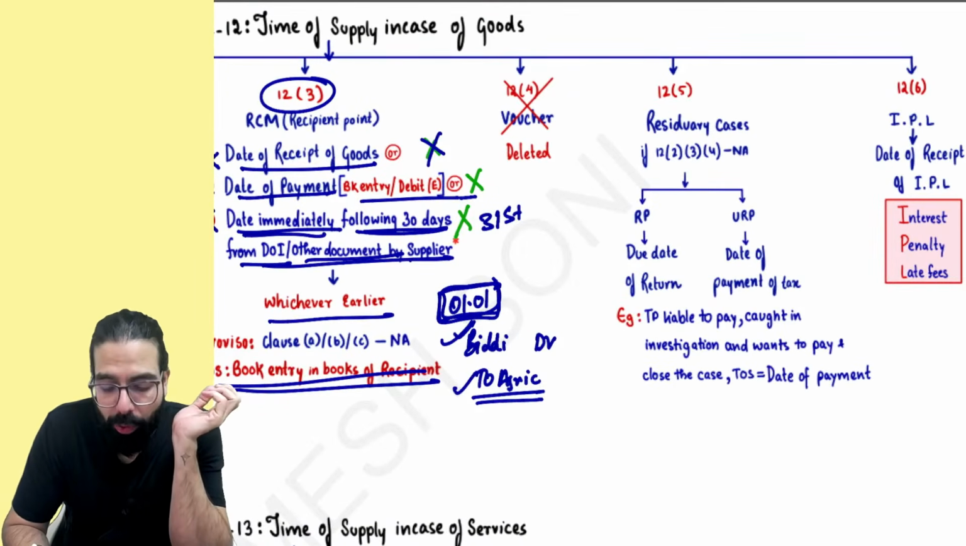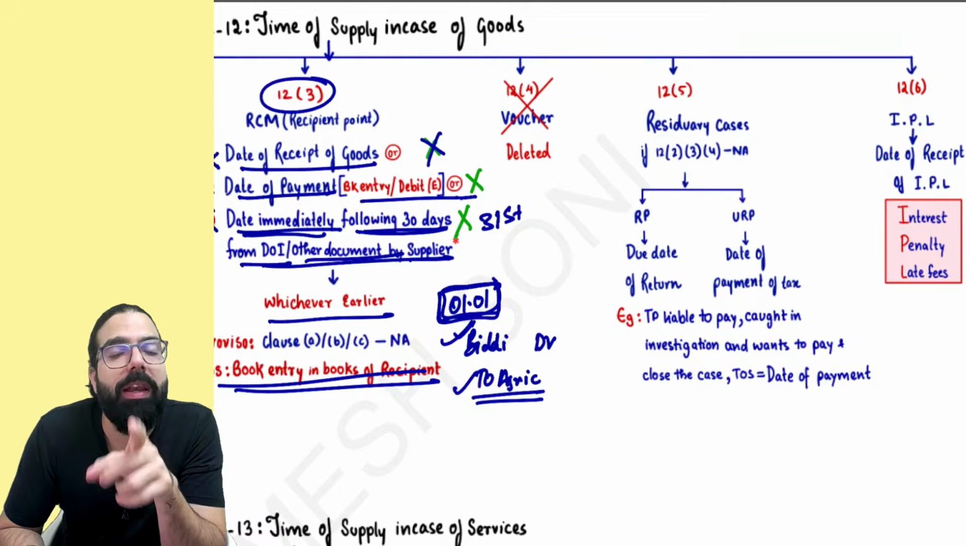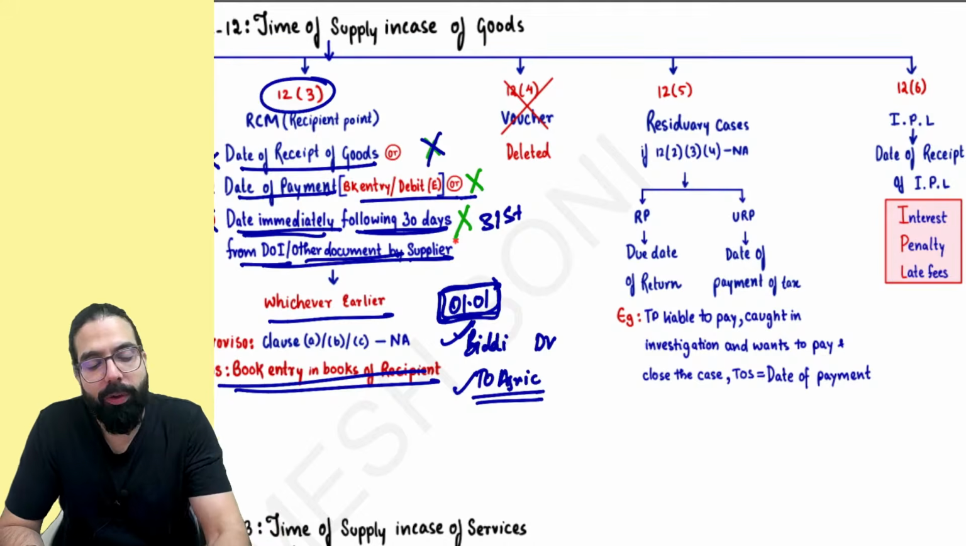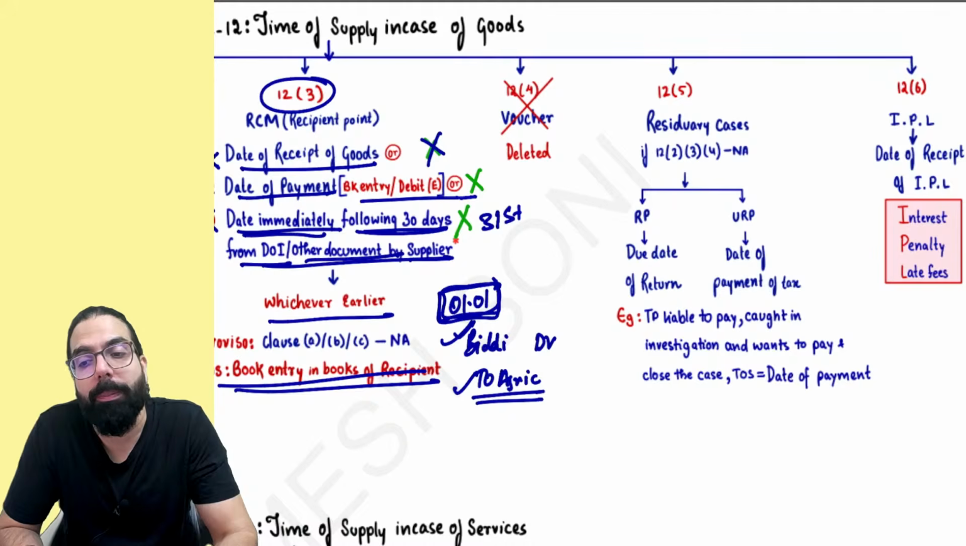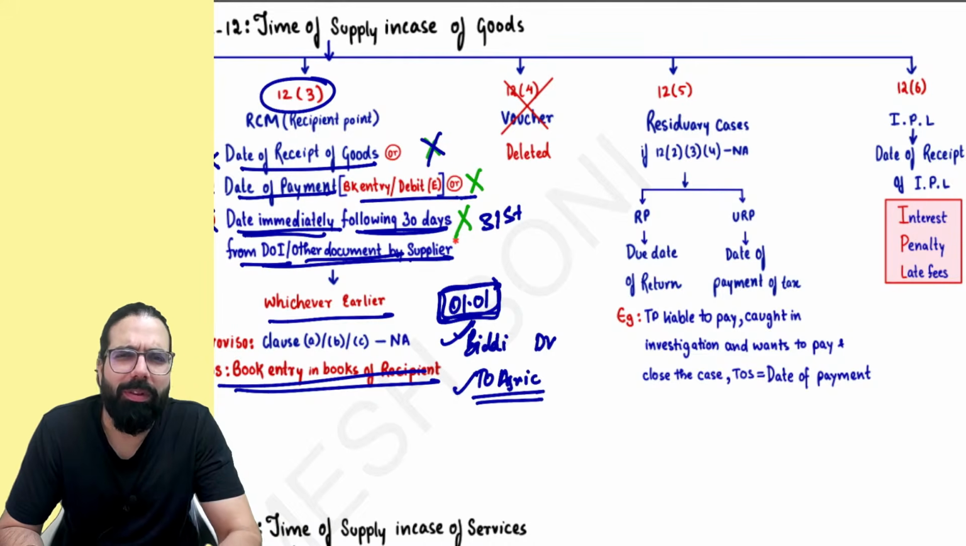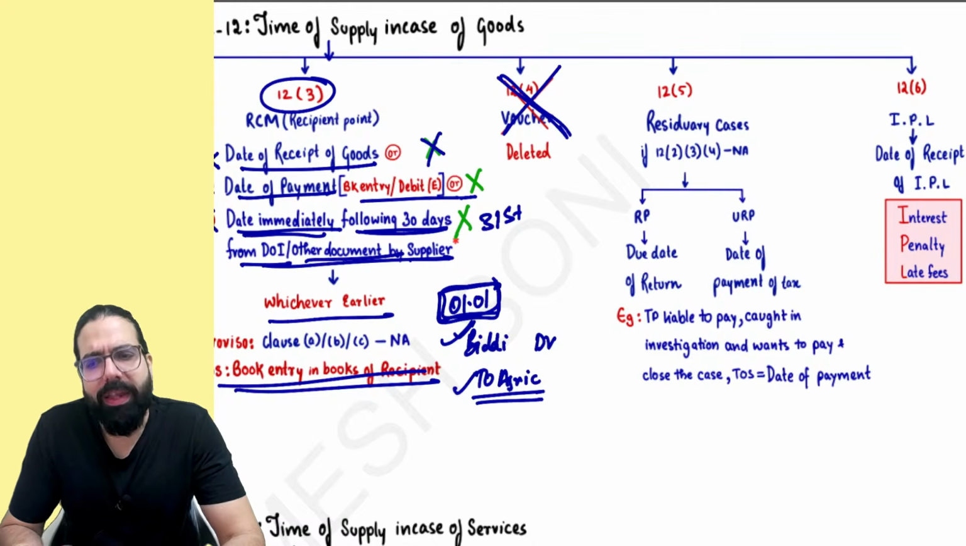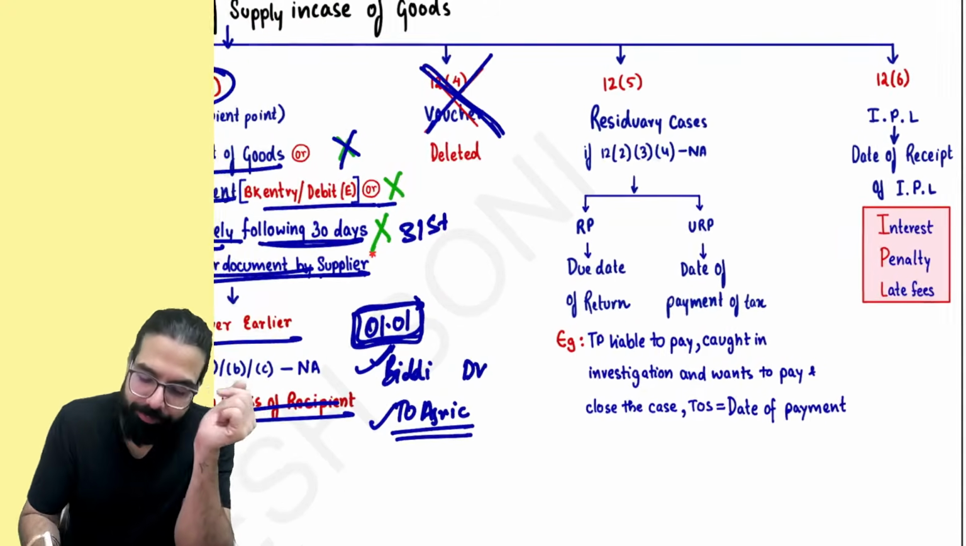Section 12.4, which used to talk about a voucher. Voucher has been clarified with the help of a circular. You will see the circular in chapter number 2, the chapter on supply. That circular had come in the last attempt only, and after that circular they have gone ahead and deleted section 12.4. Deleted, not there anymore. Okay, sir.